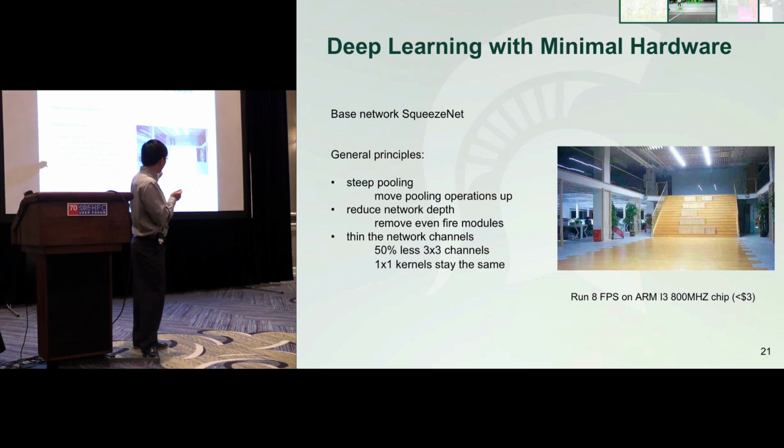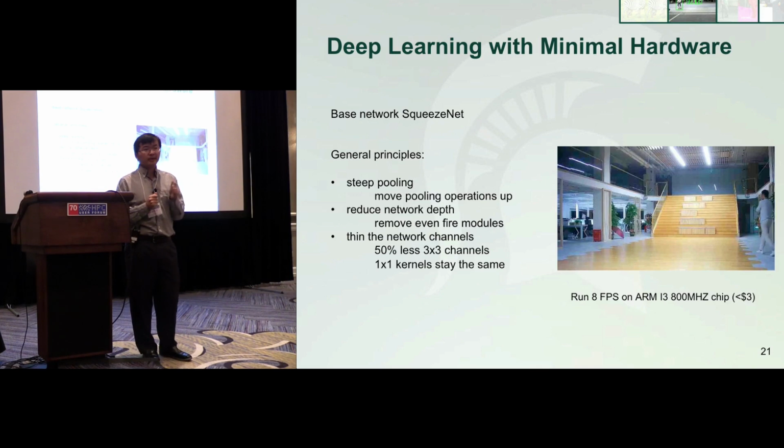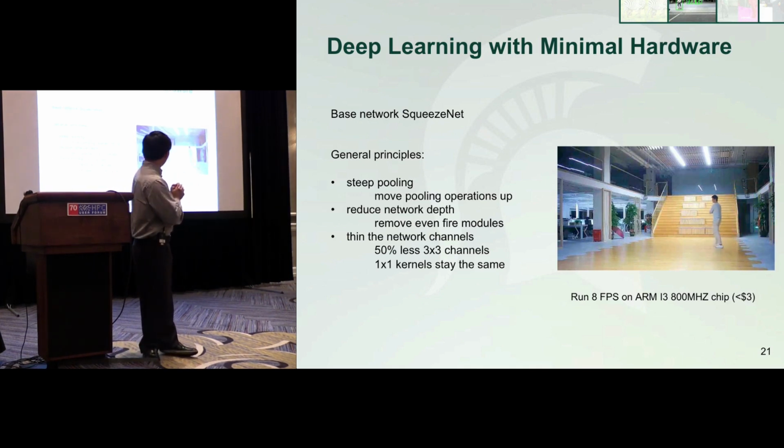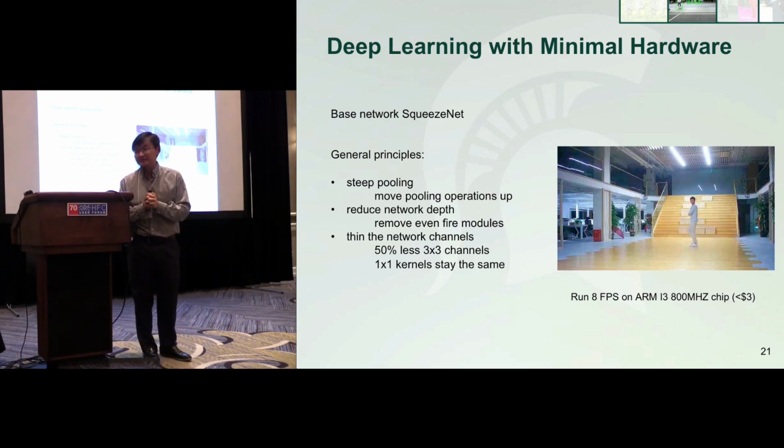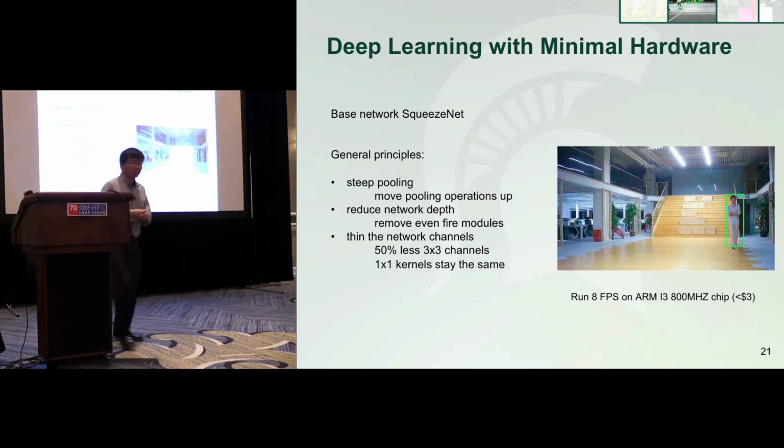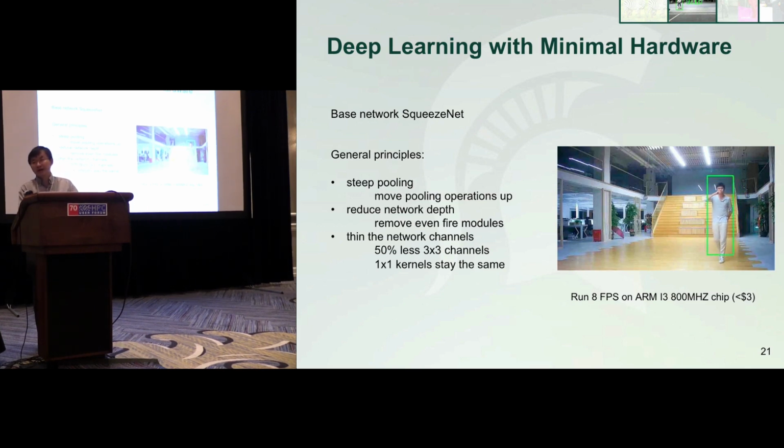In particular, we're running on a chip called ARM-i3, which is an 800 megahertz chip. This chip is as cheap as less than $3. But even on this chip, our system for pedestrian detection can run about 8 frames per second, because we have substantially reduced the network size to make it really efficient, with fewer multiplications, summations, and subtractions. Therefore, the model can run really, really fast. So you can imagine if I have a small camera and a little chip costing only $3 to $10, you can install it everywhere as you wish.